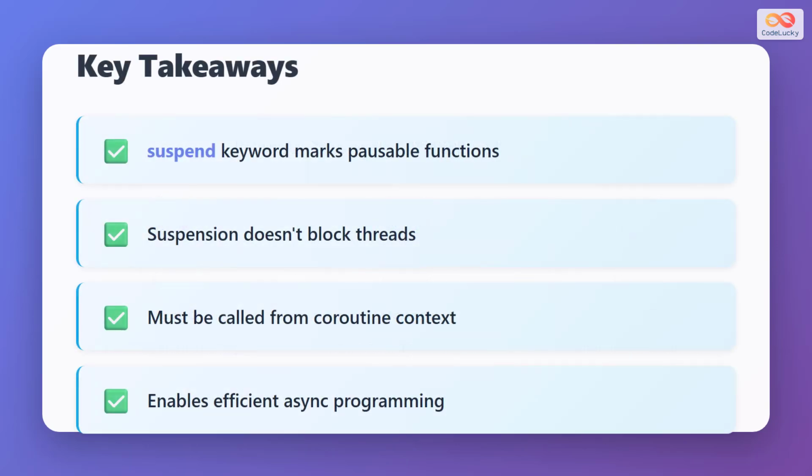Let's recap the essential points about suspend functions. The suspend keyword marks functions that can pause and resume their execution. Suspension doesn't block threads, which is what makes coroutines efficient and allows for better resource utilization. Suspend functions must be called from a coroutine context, either using coroutine builders like launch or runBlocking, or from within other suspend functions. Finally, these capabilities enable efficient asynchronous programming in Kotlin, making it easier to write code that handles long-running operations without freezing your application. Understanding suspend functions is fundamental to mastering Kotlin Coroutines and building responsive, efficient applications.